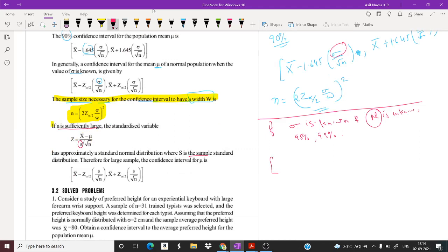So the confidence interval with Z alpha by 2 is x bar minus Z alpha by 2 s by root n, x bar plus Z alpha by 2 s by root n. So if the sample size is very large and mu is unknown, even if the population standard deviation is unknown, we can use this. So I will do a problem.